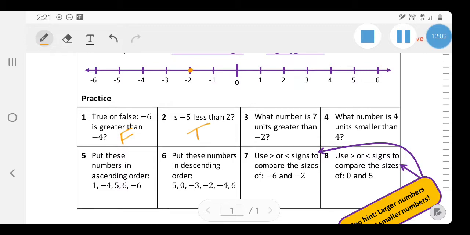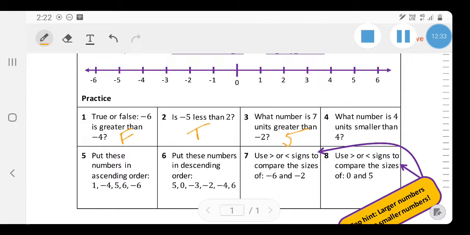What number is 7 units greater than -2? So here's a little trick. My stylus is not working very well today. 1, 2, 3, 4, 5, 6, 7. That's 7 units to the right. And my final destination is 5. Okay, so what number is 7 units greater than -2? That number is 5. There we go.